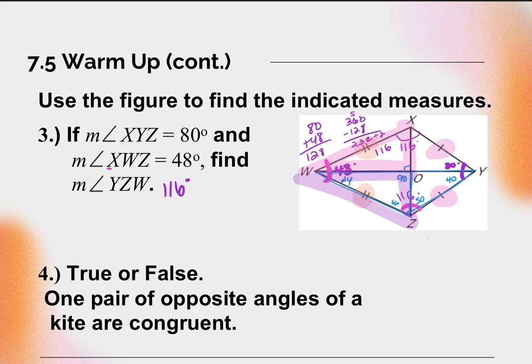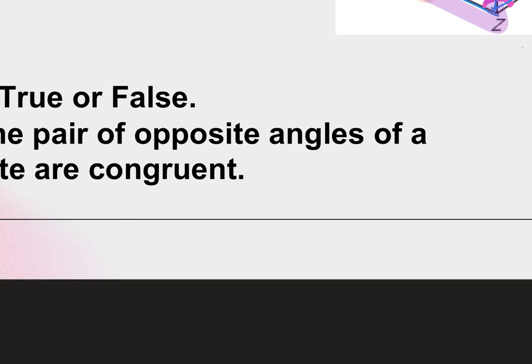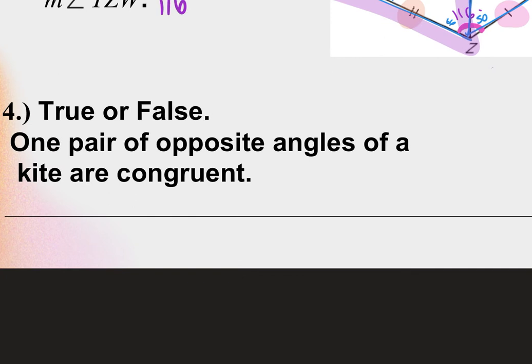All right. Number 4 says true or false. One pair of opposite angles of a kite are congruent. Exactly one pair, right? Is it of a kite? Yes, all the time? Yep. Yes.